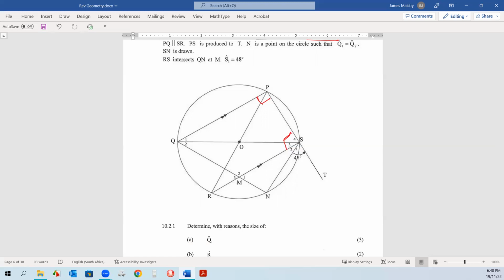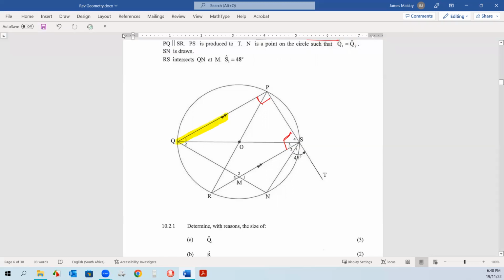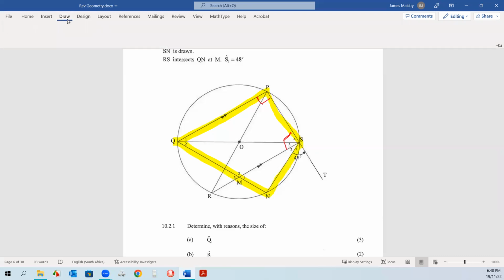Exterior angle of a cyclic quad. That's a good one. Somebody saw that very quickly. Let's quickly draw the cyclic quad that you're talking about. Okay, that's the cyclic quad he's talking about. He saw it very well.